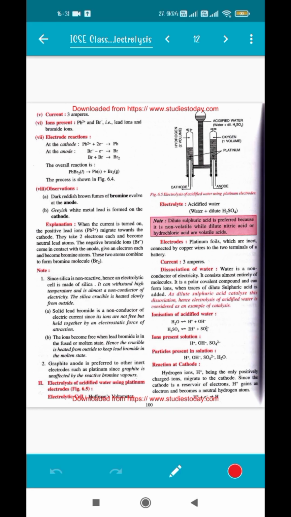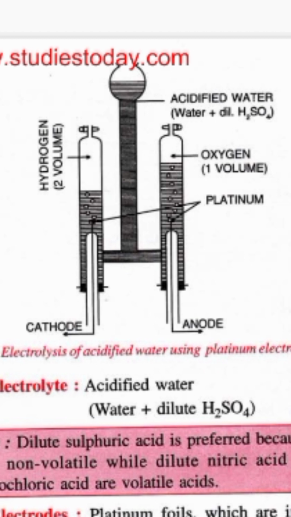So the electrodes used in this case are platinum electrodes. Like I told you, there are two types of electrodes, active and inert. In this case, platinum will act as an inert electrode. It will not take part in the reaction. Also, as you can see in the figure, the electrolytic cell looks a little different. It is like a tube-like structure.